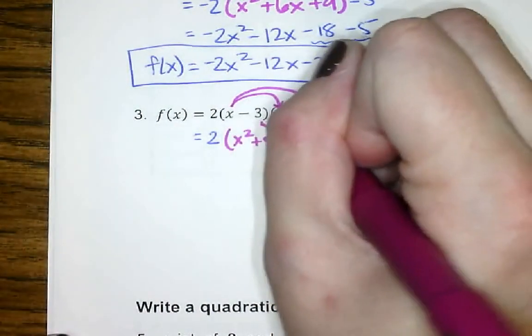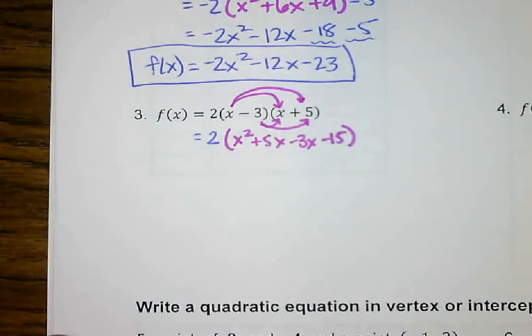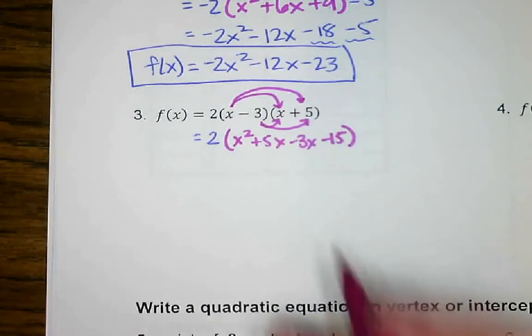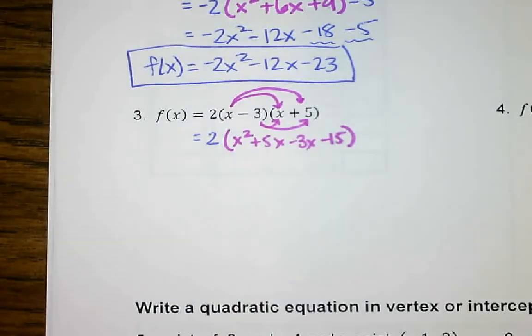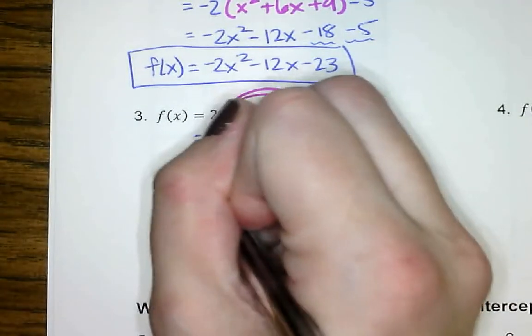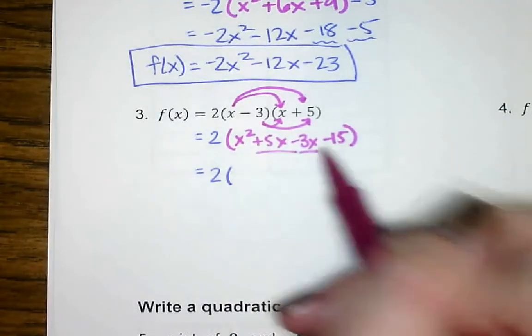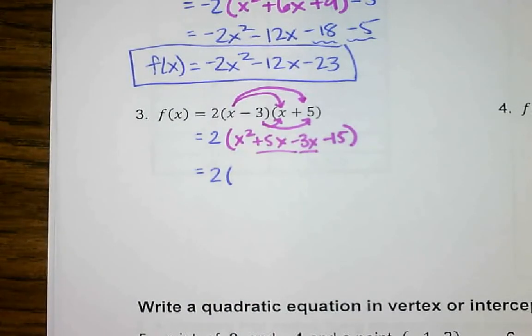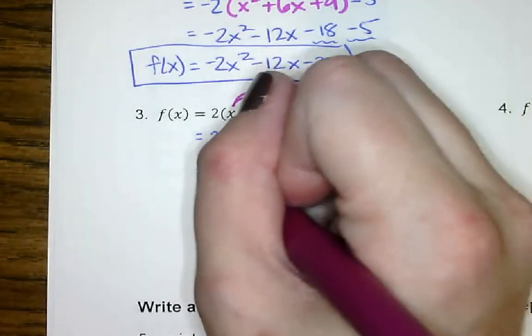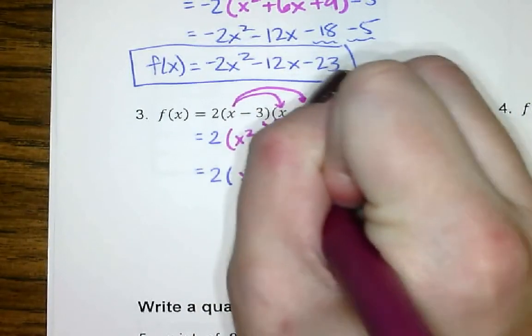So our next step, we still have our lovely 2 on the outside, but we got to combine our like terms. So what's 5x minus 3x, y'all? 2x. So we got x squared plus 2x minus 15. Forgot my different color here. That'll be okay. Okay, are we done? What's our last step that we got to do there, Isaiah?